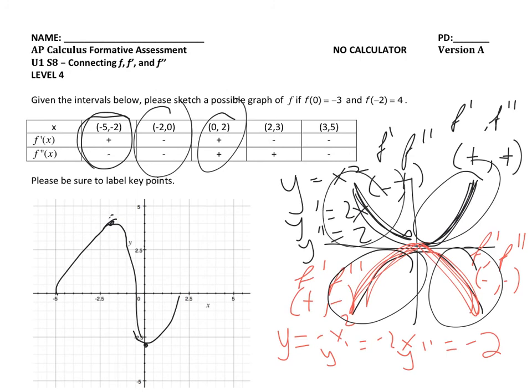And then from 2 to 3, I have a negative first and a positive second. That looks like that. So I get a little cusp action. And then from 3 to 5, I'm negative again. And I look like that. So this is one possible example of a graph that fits these criterion, goes through those points, and has all those first and second derivative characteristics.